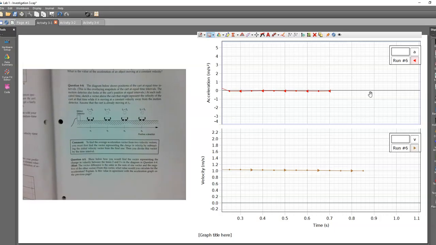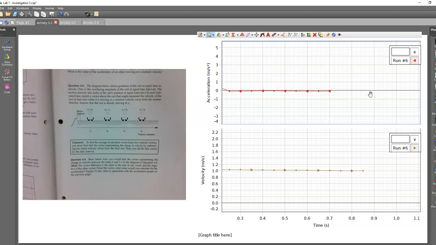Two more questions. The diagram below shows the positions of the cart at equal time intervals. At each indicated time, sketch a vector above the cart that represents the velocity of the cart at that time. It's moving at a constant velocity away from the motion detector. So, is the velocity changing at each time? Is the velocity at each time the same, or are they different? So what should the vectors look like at each time? They should be the same length pointing in the same direction. So at every point above the cart, you draw an arrow pointing to the right, and all of those arrows are going to be the same length.